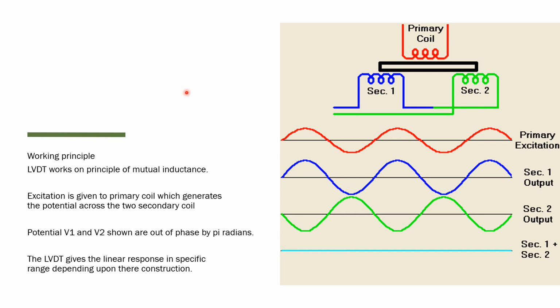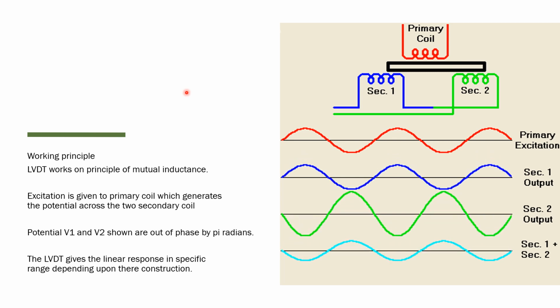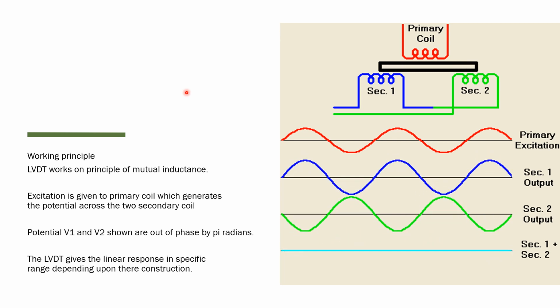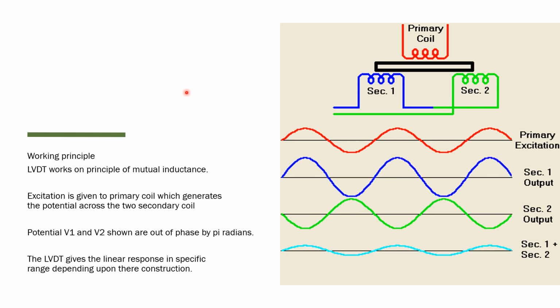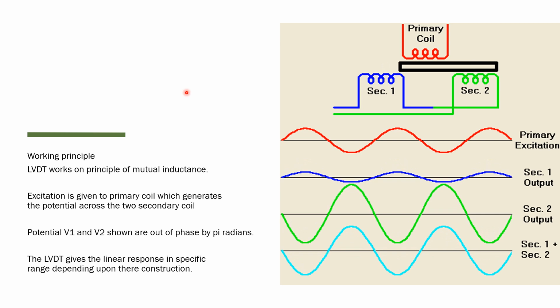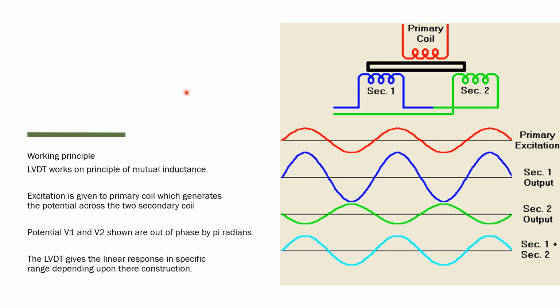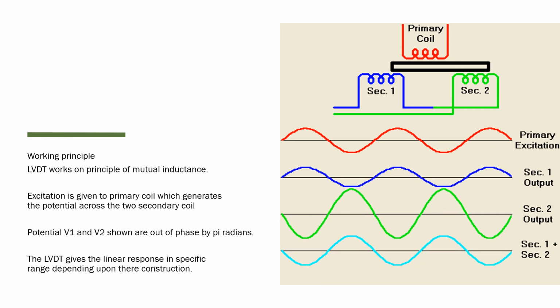And the output of the LVDT, that is the linear variable differential transformer, is not linear in every range. It will be linear in some specific range depending upon the construction and the material used.